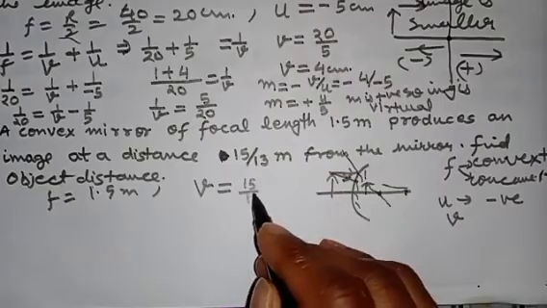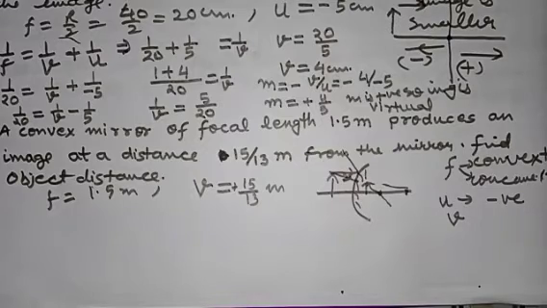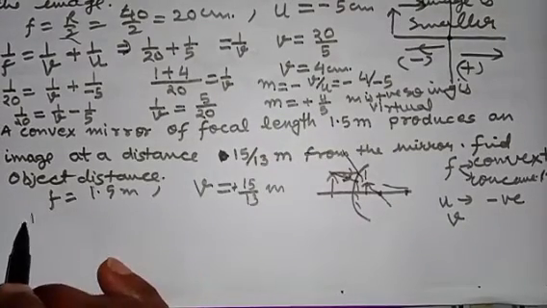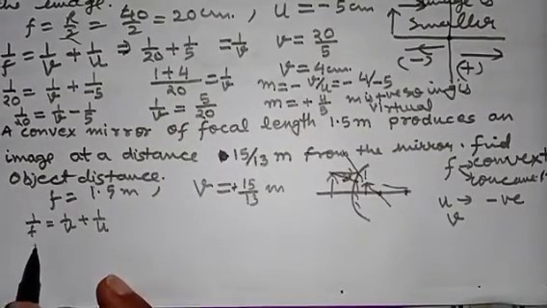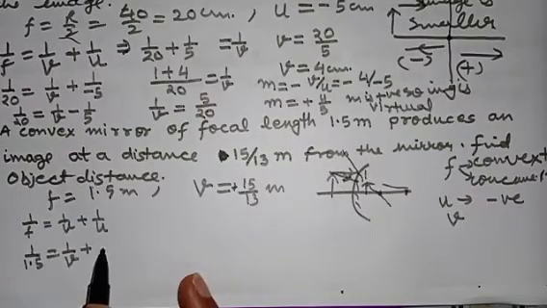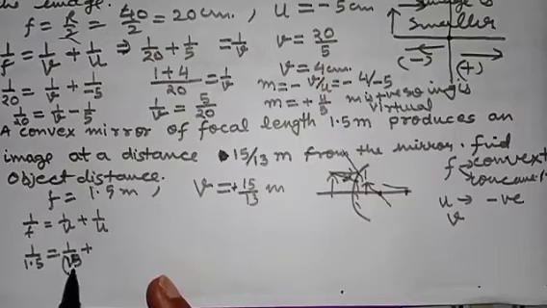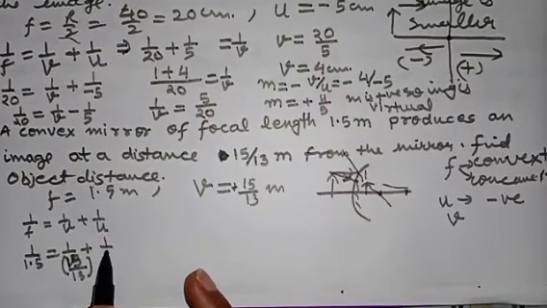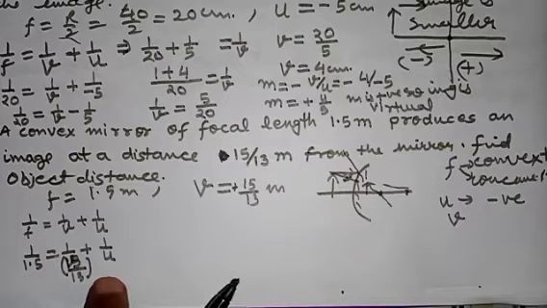So it will be 15 by 13 meter positive. It's not required, but I'm doing it to ensure that it wasn't negative. Now 1 upon f equal to 1 upon v plus 1 upon u, and now we will put the value: 1 upon 1.5 equal to 1 upon v plus, oh sorry, v is this, so 1 upon 15 upon 13 plus 1 upon u. Here we don't have to write minus u, because u itself contains its sign. So finally when we get the value of u, the negative sign will automatically come.